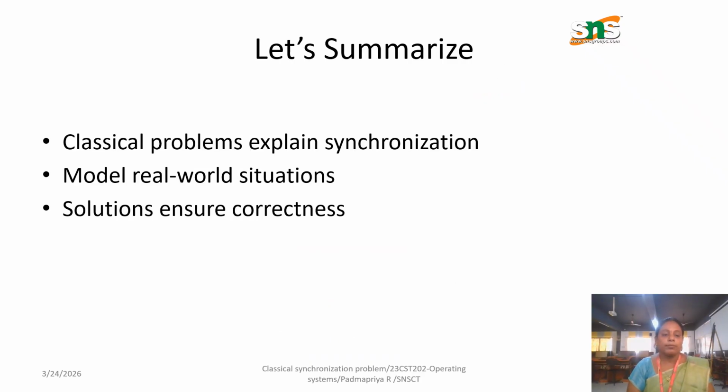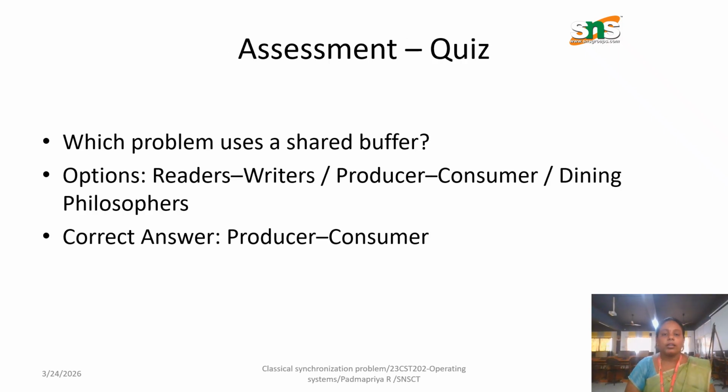So let's summarize this session. What are the classical problems? Classical problems are of three types: producer consumer, dining philosopher, and reader writer problems. They model real world situations such as database systems, operating systems, and multi-threaded systems. And the solutions to ensure correctness are mutual exclusion, monitors, and mutex. These are all the solutions.